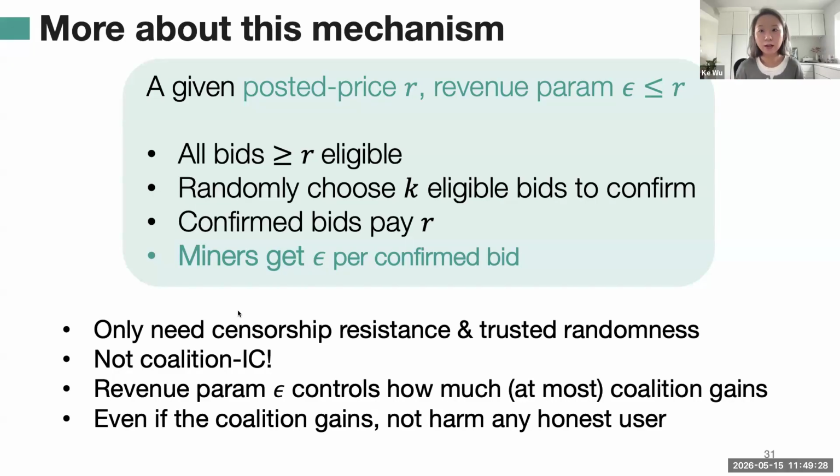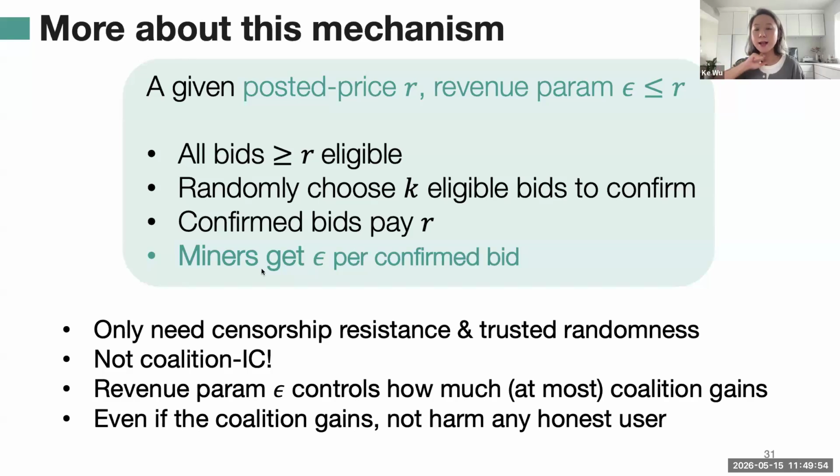And importantly, because this mechanism achieves all the five desired properties, what we guarantee is that even if the coalition gains, they're not harming any honest users. So even if the coalition comes up with a better strategy compared to the honest behavior, it is actually a Pareto improvement compared to the honest case.